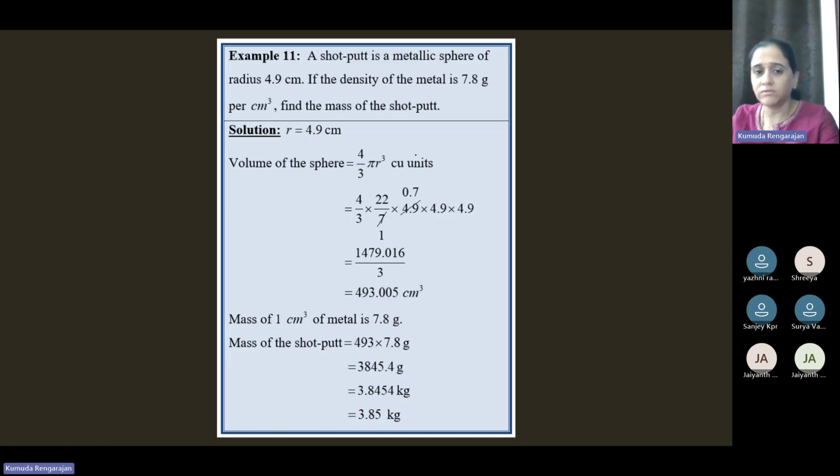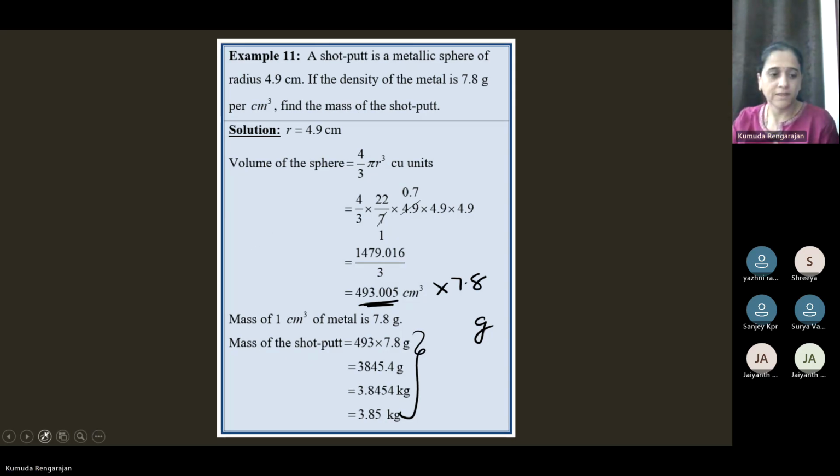So what should you do here? Find the volume, multiply this by 7.8. You will get the answer in grams. Convert grams to kilograms by dividing by 1000. And then just round off to 3 decimal places. Okay, I'll just correct this part, okay? You can round it to 3 decimal places. That's it.